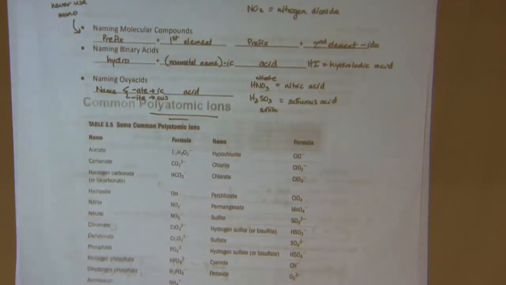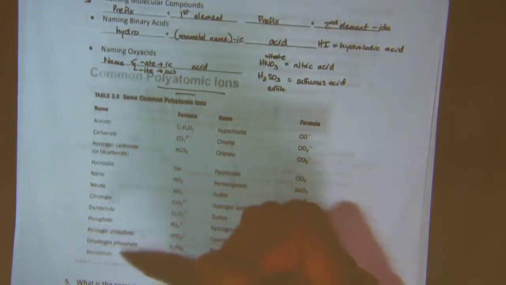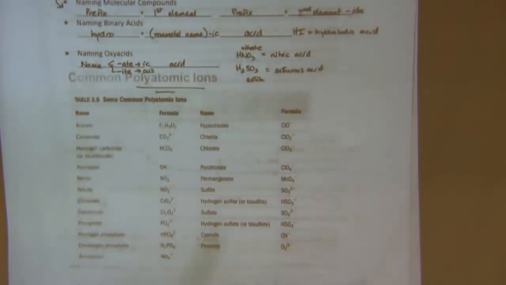So this is just a list of polyatomic ions that I would have memorized. We have acetate, carbonate, and you just go down. A useful tip for this is just making flashcards if you haven't already memorized these.